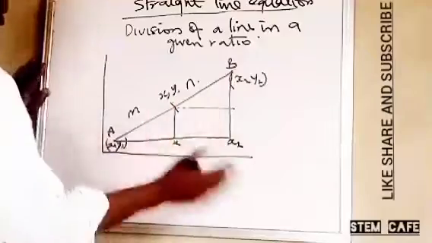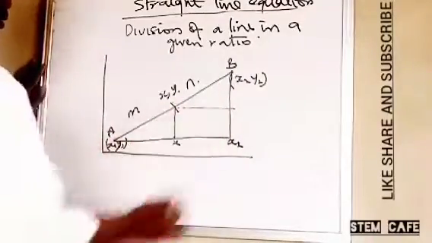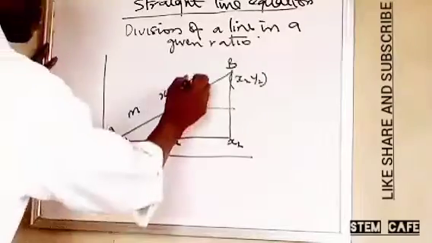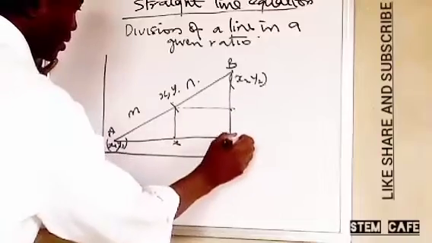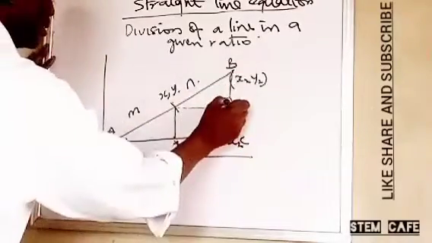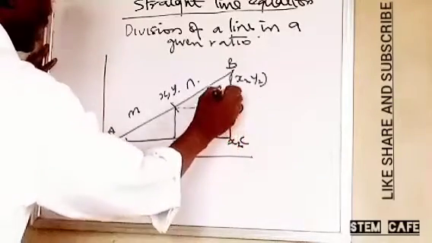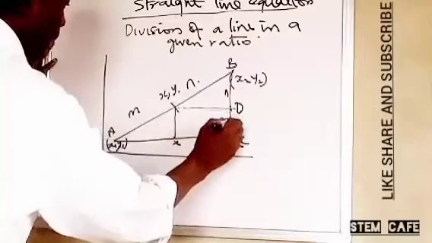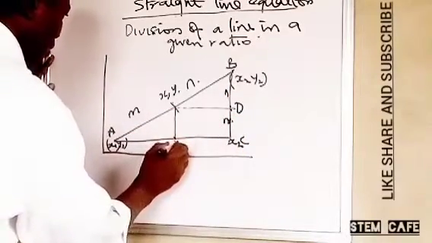By knowledge of our construction and properties of triangle, we can see that this place, let's call this place C, this place D. BD, the ratio of BD to DC will still be m to n. Here, call this place E.